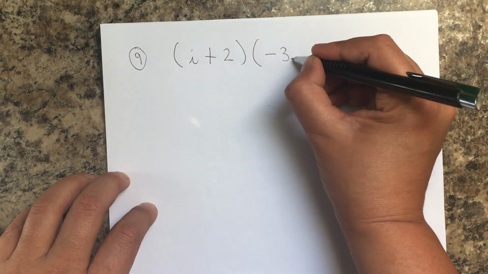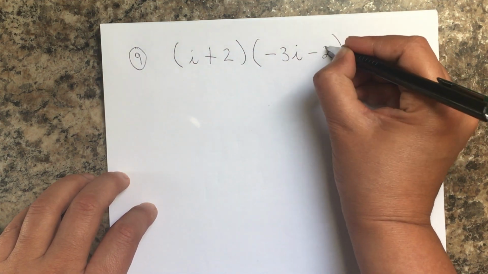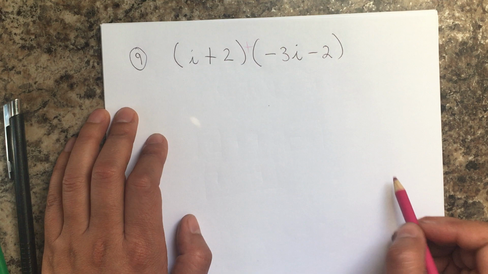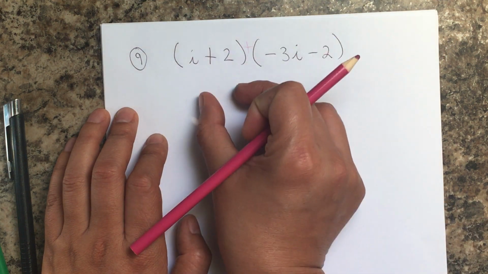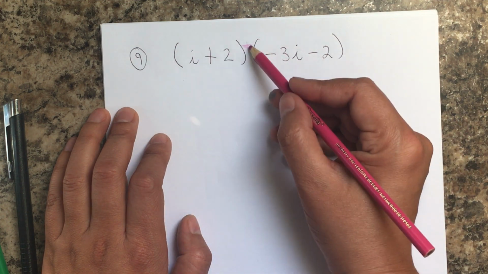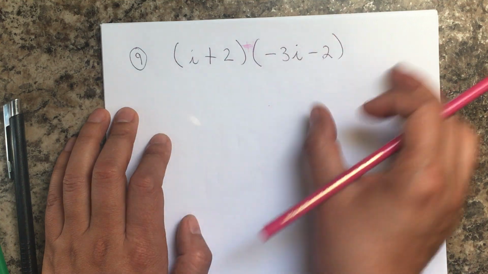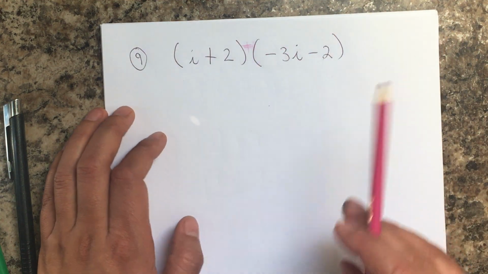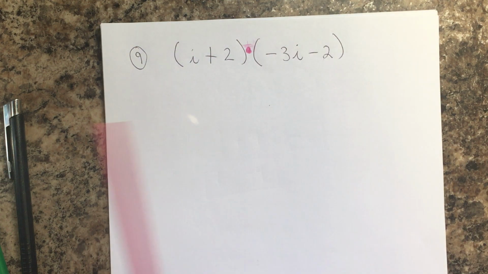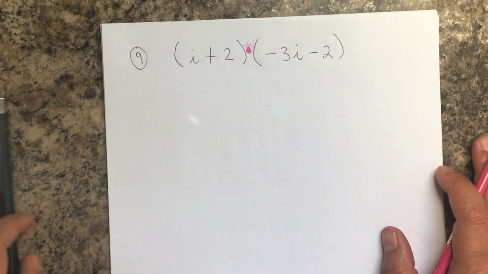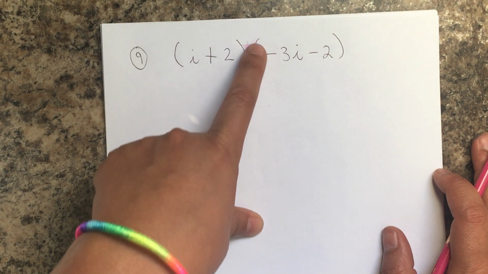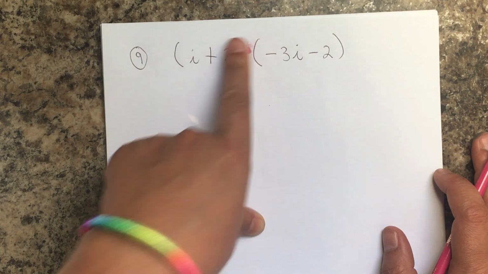times negative 3i minus 2. Again, just remember that if you have plus in the middle, you're not multiplying. You just bring down, and combine like terms. If you have subtraction in the middle, you multiply the negative 1 times the second term and then just combine like terms. In here, we don't have anything, and that means that it's multiplication. Okay, very important to remember that, because a few students will confuse that. You don't multiply if there is a plus or a minus, only if there is nothing.